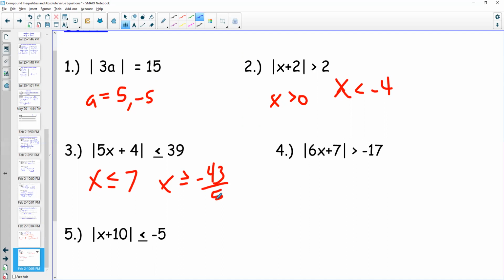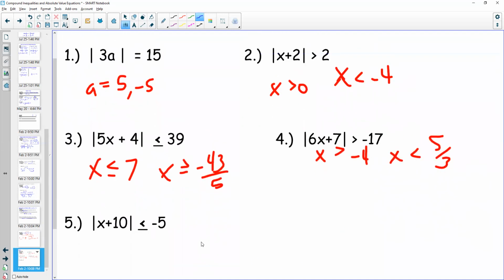For number 4, x is going to be greater than negative 4, or it's going to be less than 5/3. Okay. And then for the last one, x is going to be less than or equal to 15, or x is going to be greater than or equal to negative 5. Come ask if you're stuck, but these are good for you to practice on your own. That's a part of doing math. We all have to just try it sometimes. You can do this.